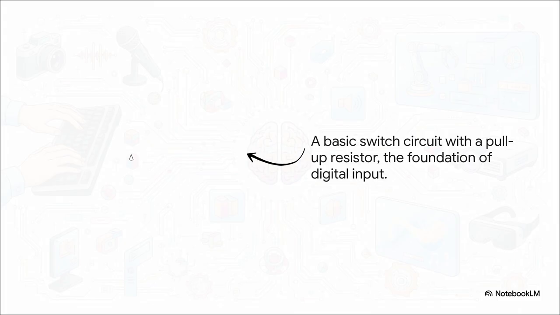But the second you press that button, you close the circuit, giving the electricity a super easy path to the ground. The voltage plummets to 0, and boom, the microcontroller sees that 0 and knows, okay, it's on. It's a perfect, clean, two-state signal.